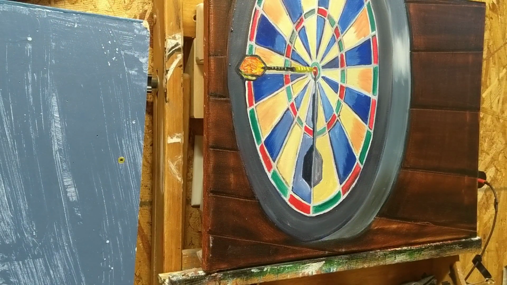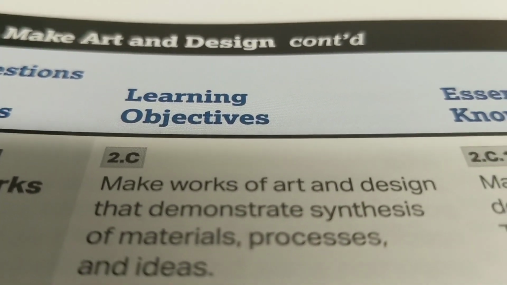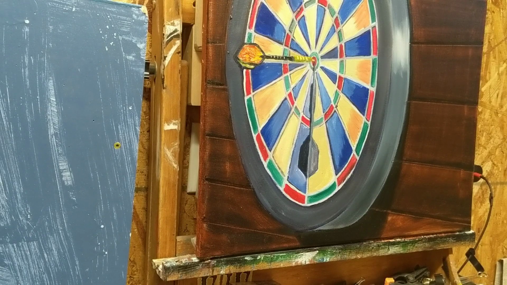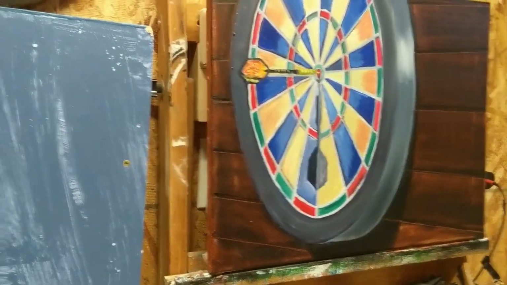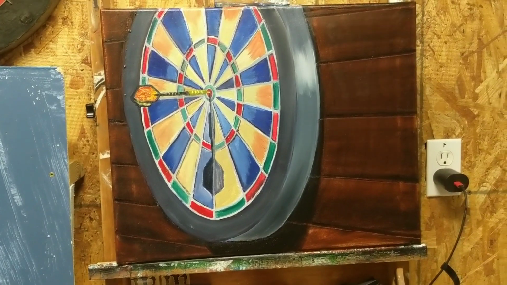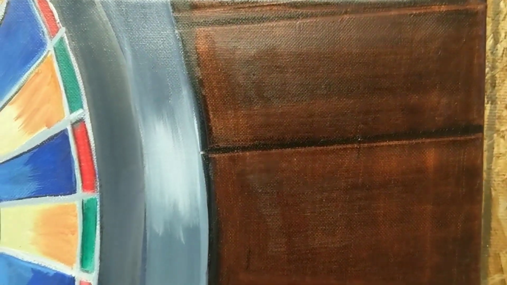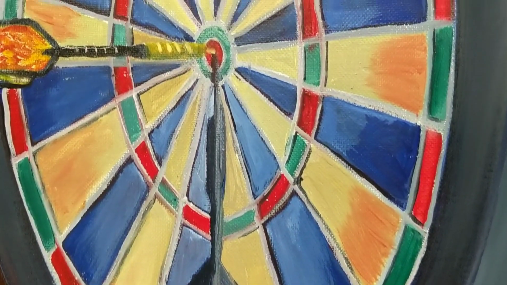And then the last point that I want to cover in regards to AP Studio Art is learning objective 2C, make works of art and design that demonstrate synthesis of materials, processes, and ideas. And essentially that's what this is. This is a synthesis, a coalescence, as they put it in the book, of the materials that I was using, the oil paints, the process that I went through, and the idea of the dartboard.